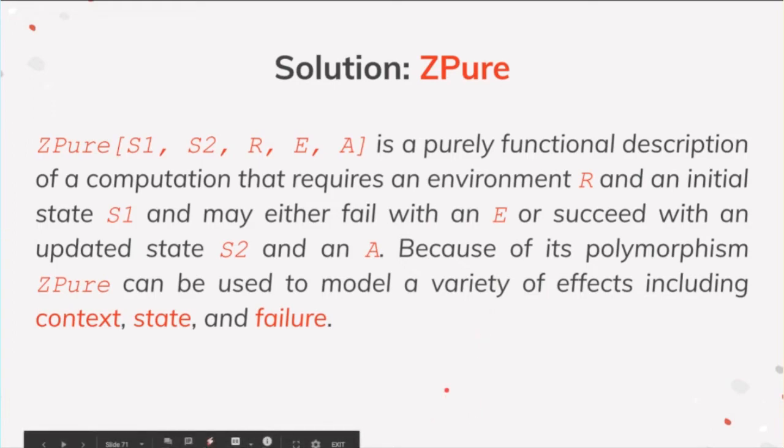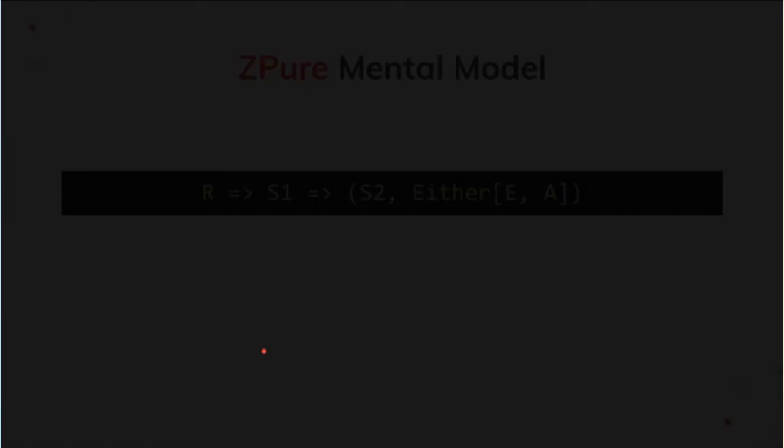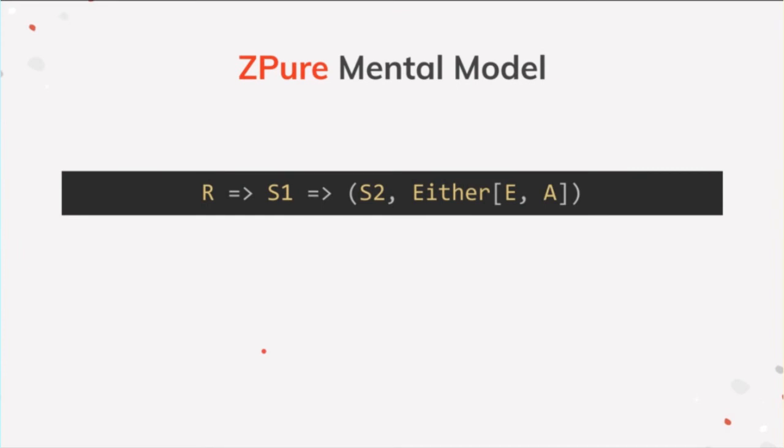So the mental model for this ZPure data type is like this. You can imagine it's like a function that receives a context or an environment of type R, then it requires an initial state of type S1. That means this ZPure also includes the effect of state. This will be the reader effect. This is the state effect. So if you provide an initial state, you get an updated state S2 and either an error or a success. So that's the mental model you can use to better understand this data type.